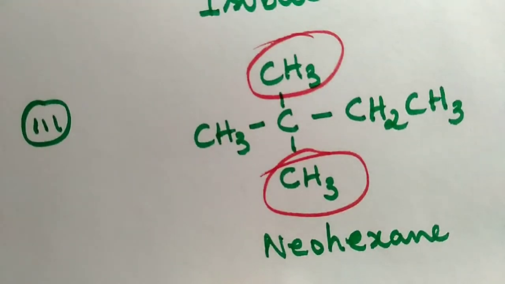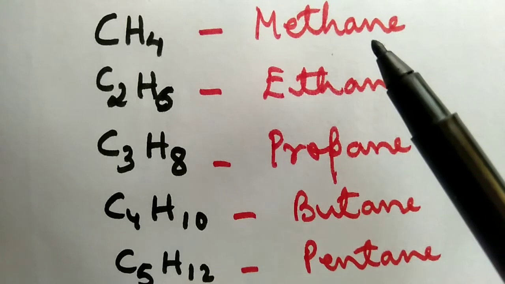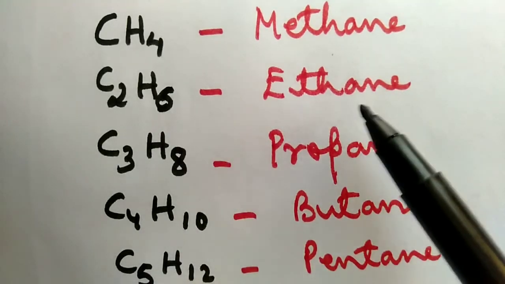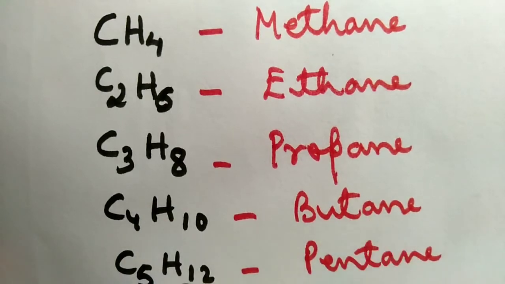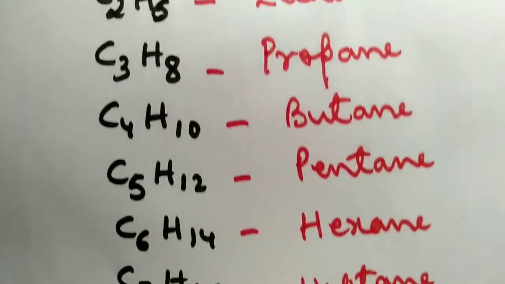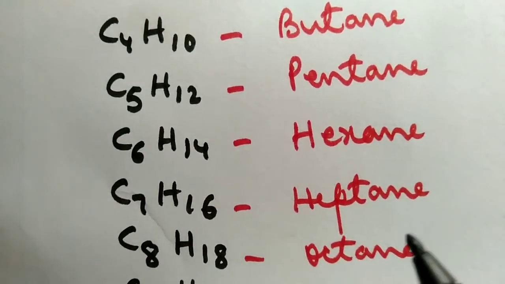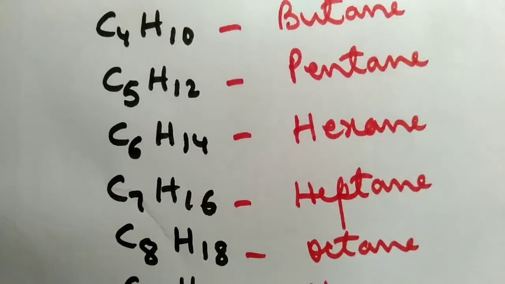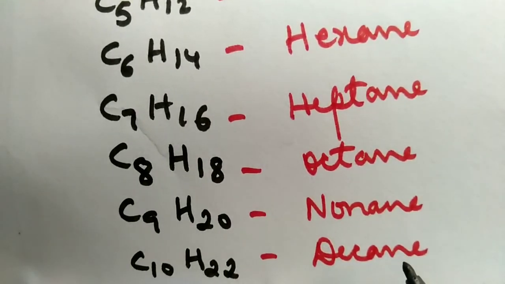Now let us have a look at these given alkanes. If it is 1 carbon, it is methane, 2 ethane, 3 propane, 4 butane, 5 pentane, 6 hexane, 7 heptane, 8 octane, 9 nonane, and 10 decane.